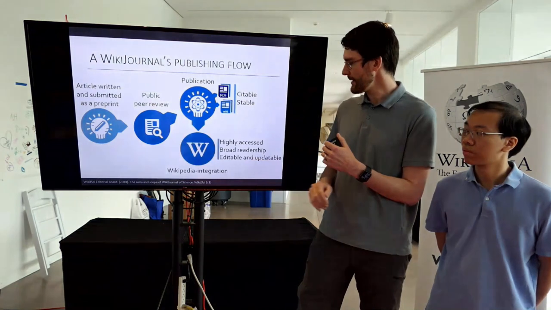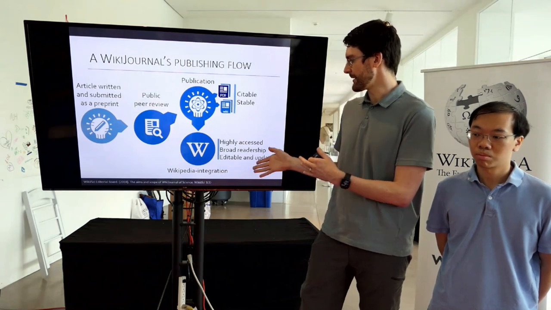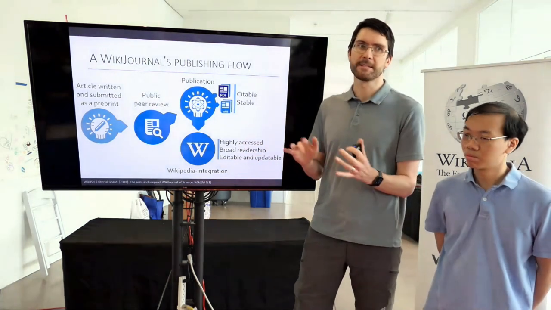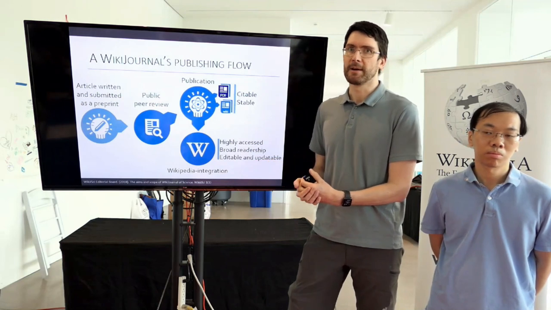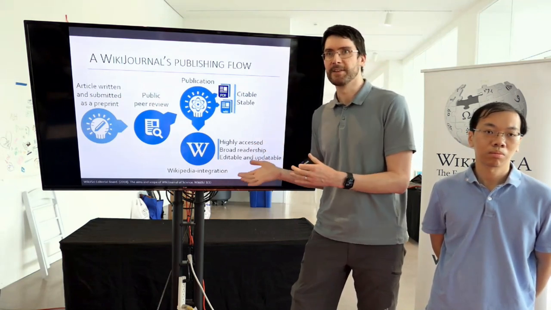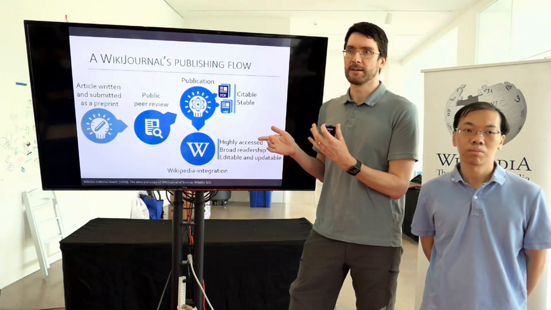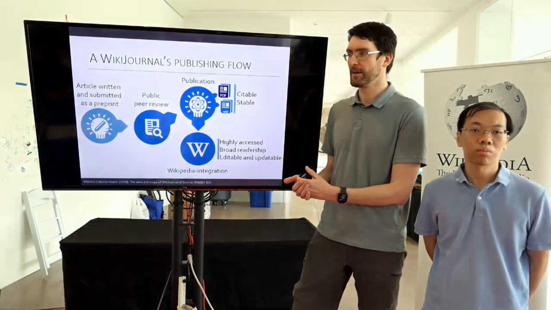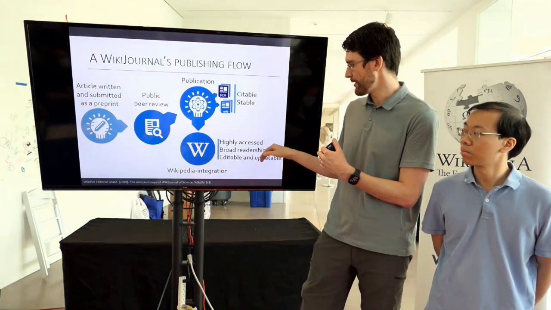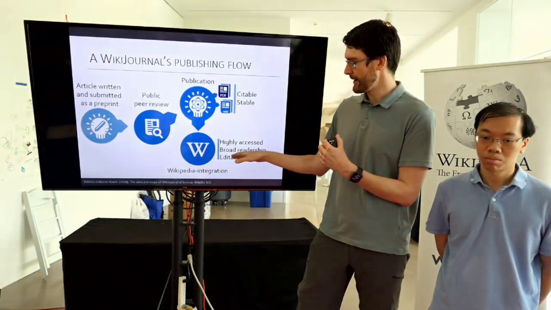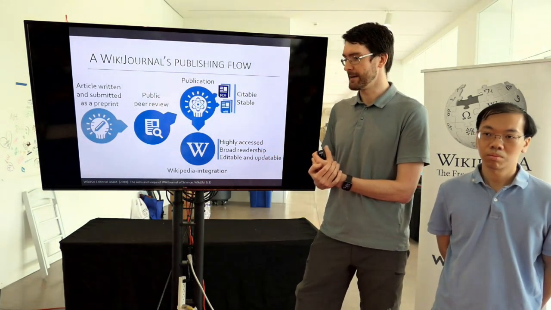And also, there's Wikipedia integration of content whenever appropriate. This part is highly accessed. For example, with some of the images that have been integrated in multiple articles, we've seen in one case over 250,000 views per month. Compared to standard traditional scholarly journals, the number of viewers can be really immense. So it has a broad readership, and this content is also editable and updatable as new research may appear in time.